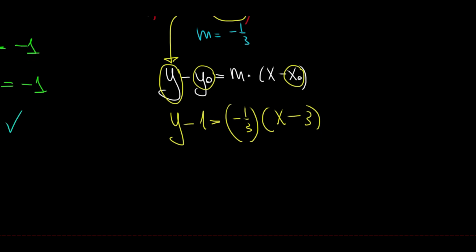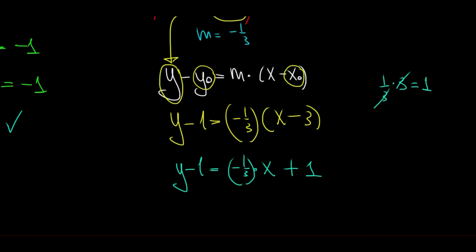Open the brackets. You have y minus 1 equals minus 1 over 3 times x. And then minus 1 over 3 times minus 3 becomes positive 1, because 1 over 3 times 3 is equal to 1. These are cancelling out. Are we good? Not yet.